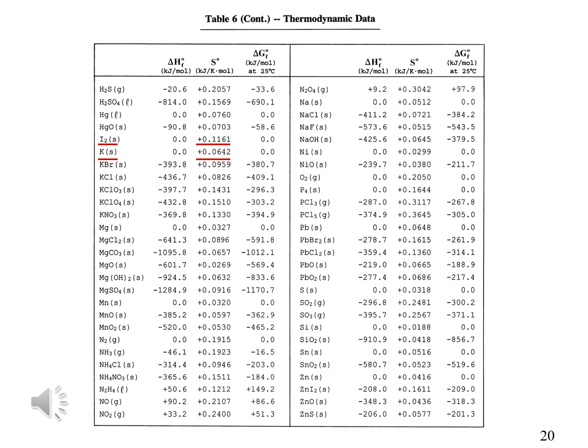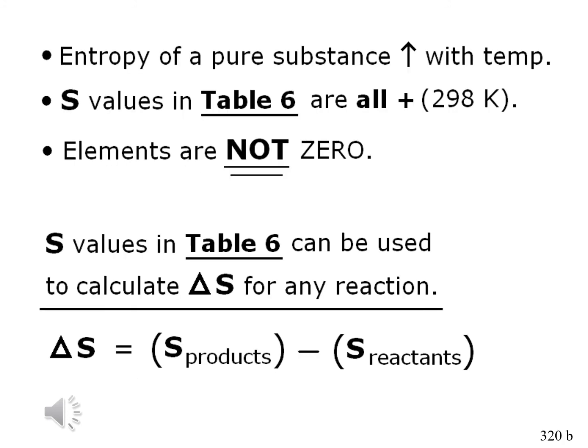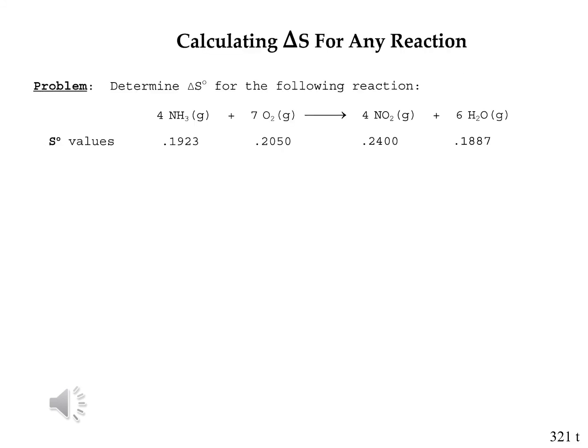Even for elements, the S is positive. You can calculate the S for a reaction exactly the same way as you do the H. You take the sum of the S's of the products minus the reactants, and it gives you the entropy for the entire reaction. Here's the same reaction we looked at before.